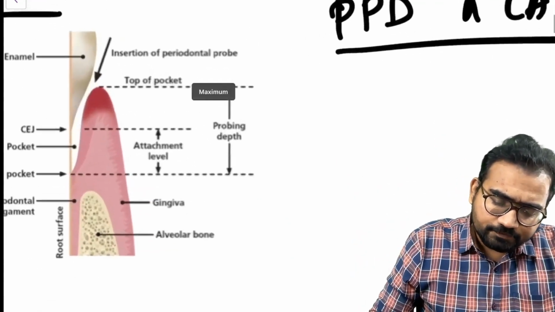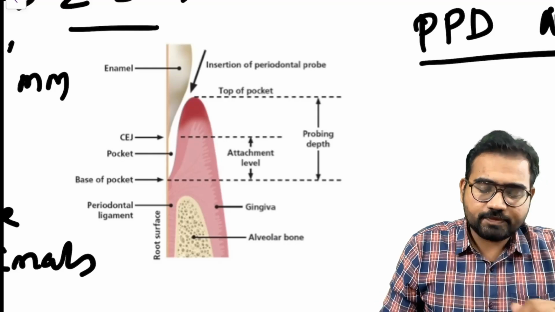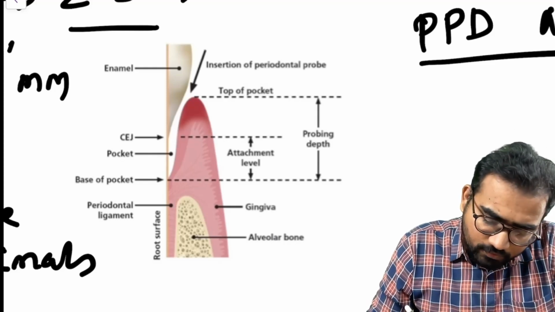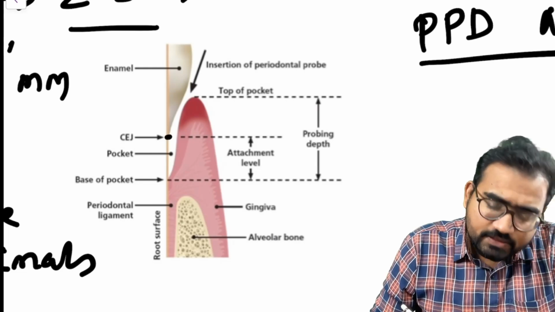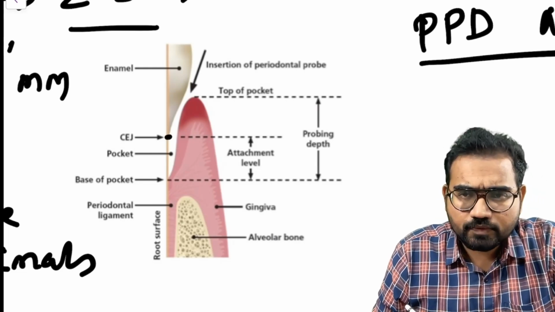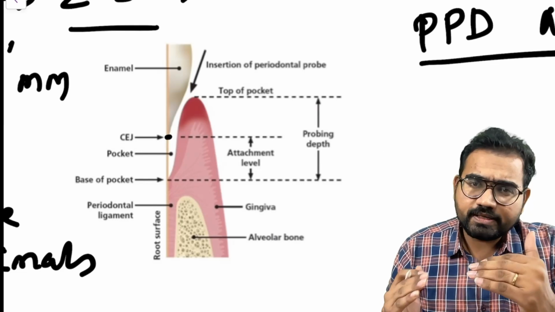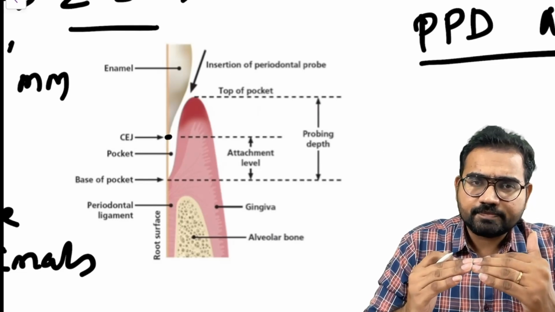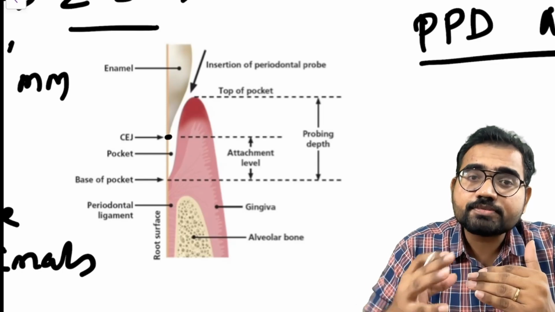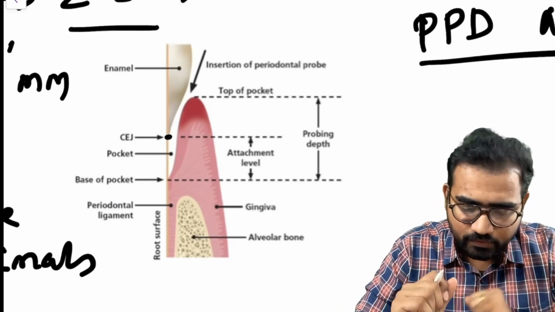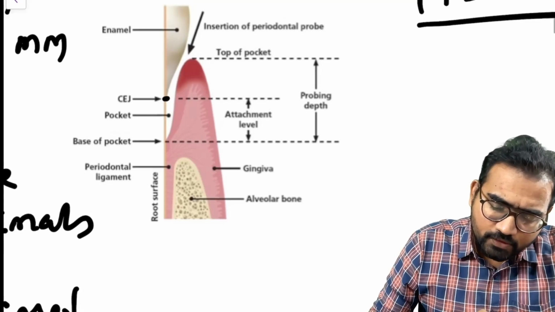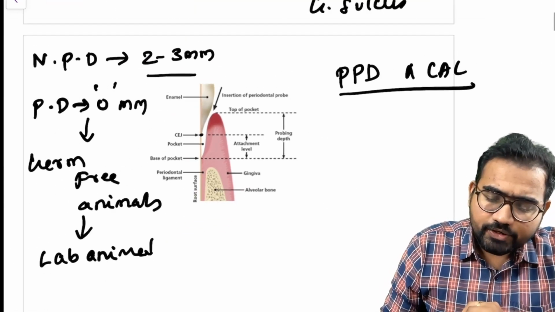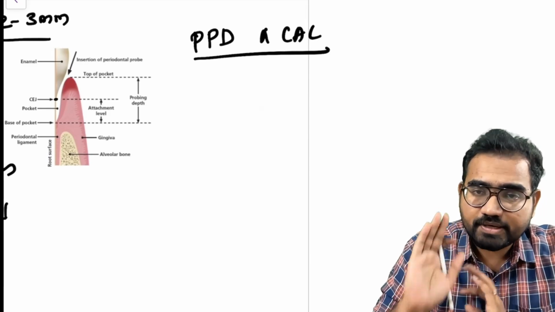So take a look at this picture. This is the cemento-enamel junction. What is the cemento-enamel junction? The point where the enamel and the cementum meet. 60% of the time your cementum is going to overlap the enamel. So what I'm going to do is tell you three scenarios.